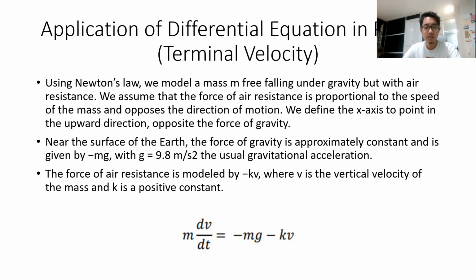In physics, for example in terminal velocity, using Newton's law, we model a mass m falling under gravity but with air resistance. We assume that the force of air resistance is proportional to the speed of the mass and opposes the direction of motion. We define x to point in the upward direction, opposite the force of gravity.